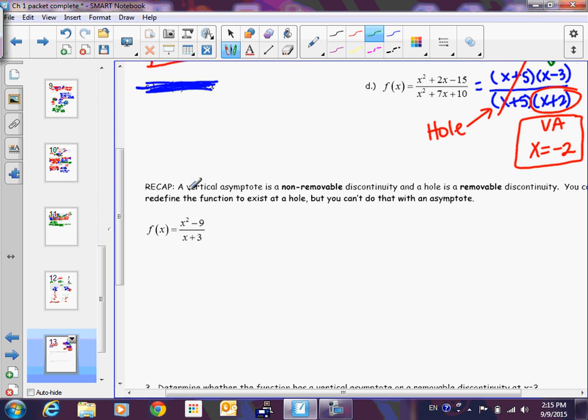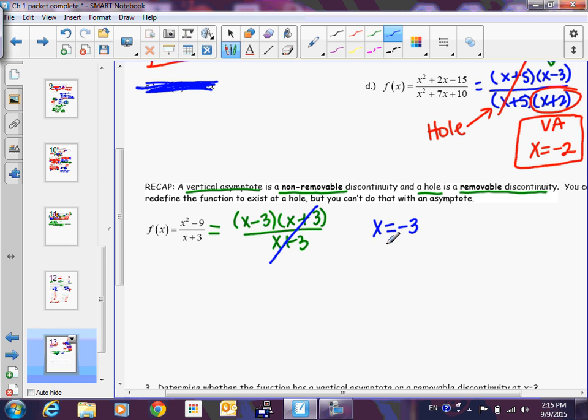So this kind of recaps what we just said. A vertical asymptote is something that you cannot cancel. Okay? A hole is something that you can cancel. So here's how you always know the difference between the two. First of all, you factor. If you get something to cancel, like in this problem we did, then at that x value, and each time I'm not showing this, but we're looking at that factor and setting it equal to 0 basically.